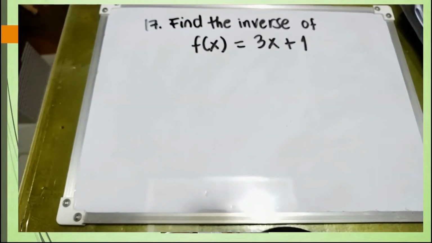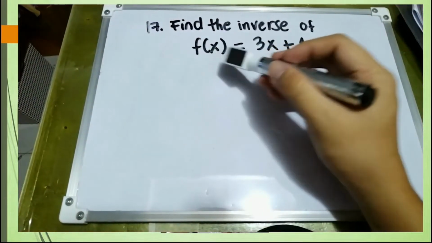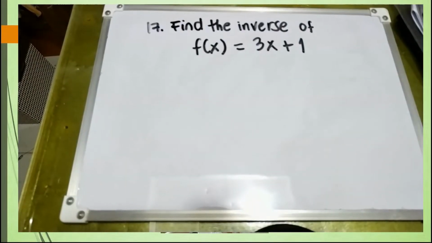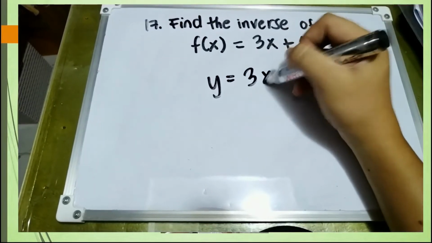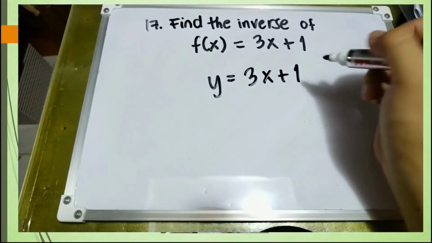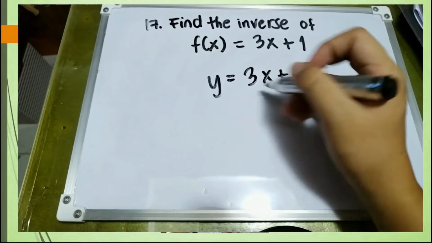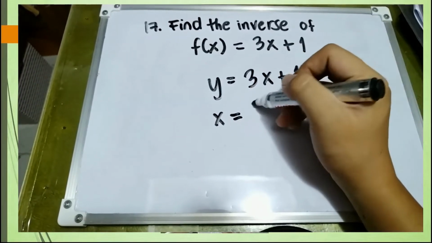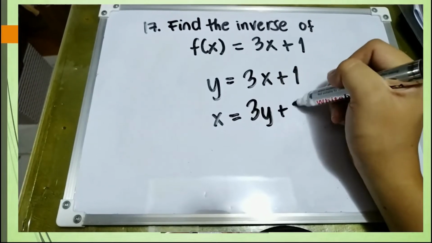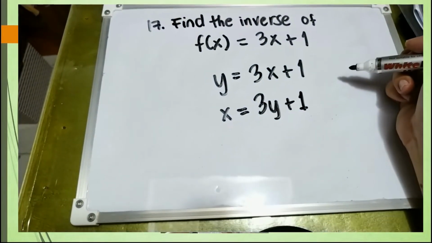Let's have number 17. Find the inverse of f of x is equal to 3x plus 1. So in order to find the inverse, let's transform the f of x to y. So y is equal to 3x plus 1. After that, we're going to interchange the x and the y variables. So y here becomes x, and this one becomes y. So x is equal to 3y plus 1. Then let's solve for y.